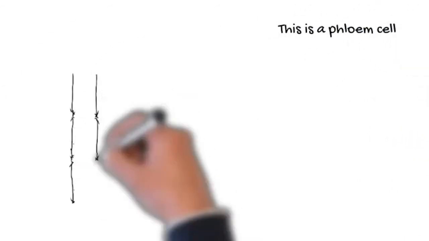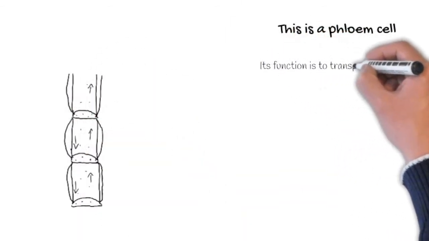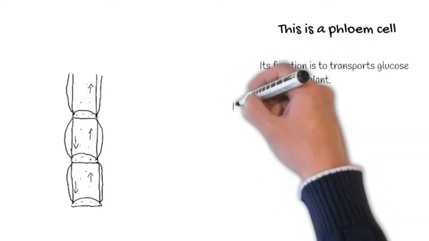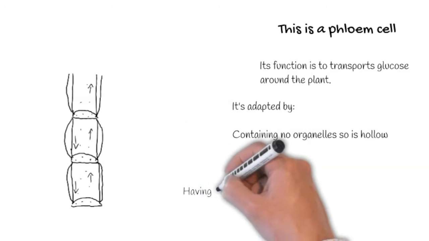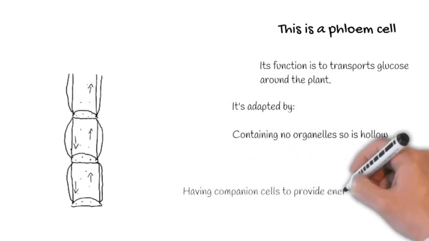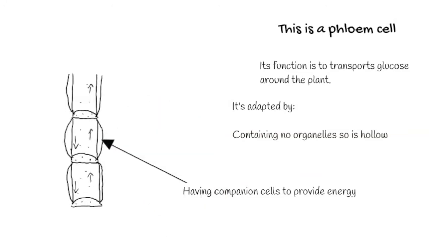Here is a phloem cell. Its function is to transport sugar around the plant. It's adapted by again containing no organelles to make it hollow for sugar to move through it. It also has companion cells to provide energy for the movement of the sugar by active transport.